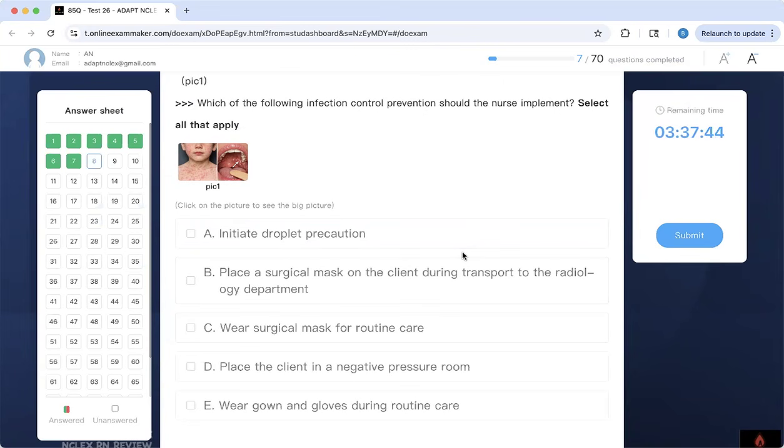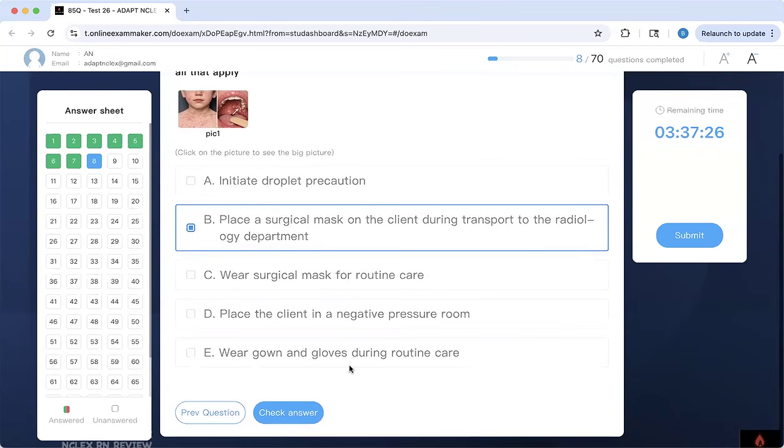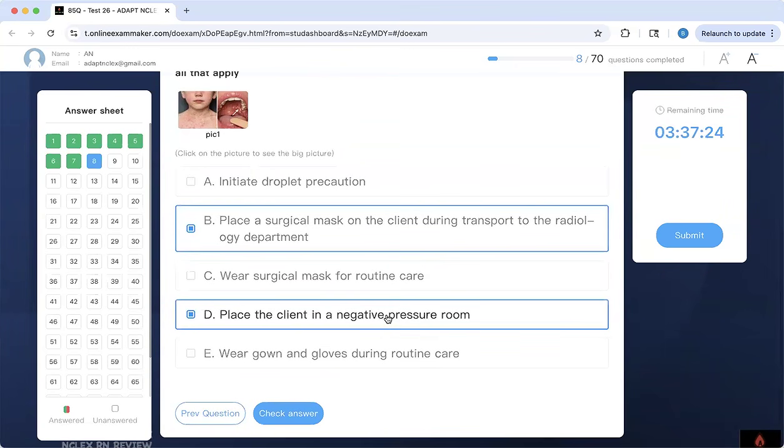If it's airborne, then A is wrong, not droplet. Place surgical mask on the client during transport to radiology. Yeah, that's what you do when you're on airborne precaution. Put a surgical mask on them. Wear surgical mask for routine care. Wear N95. Place client in a negative pressure room. Yes, that's what you do.